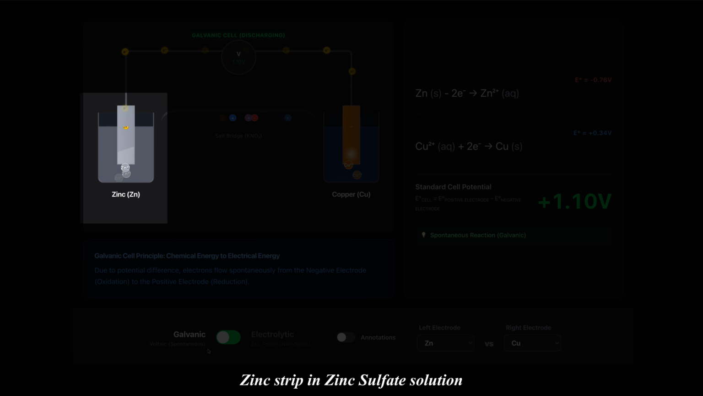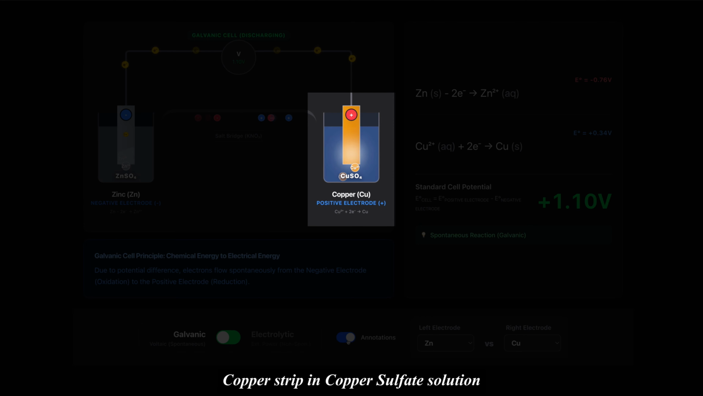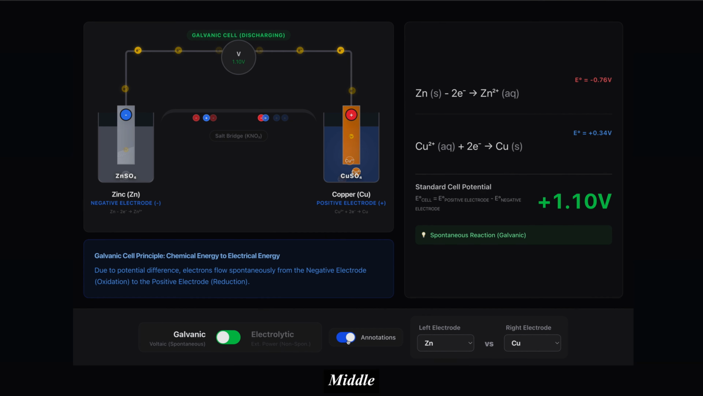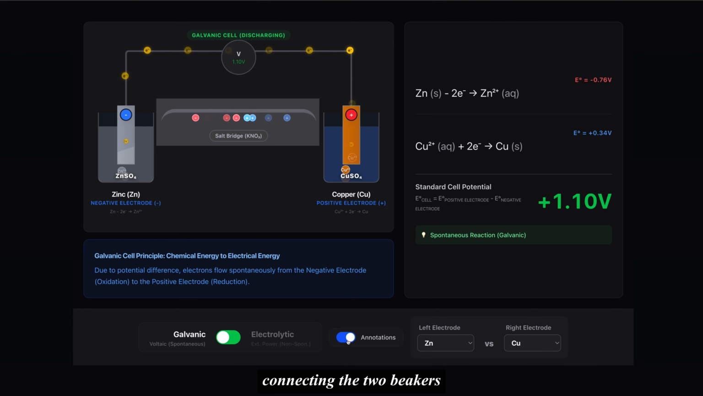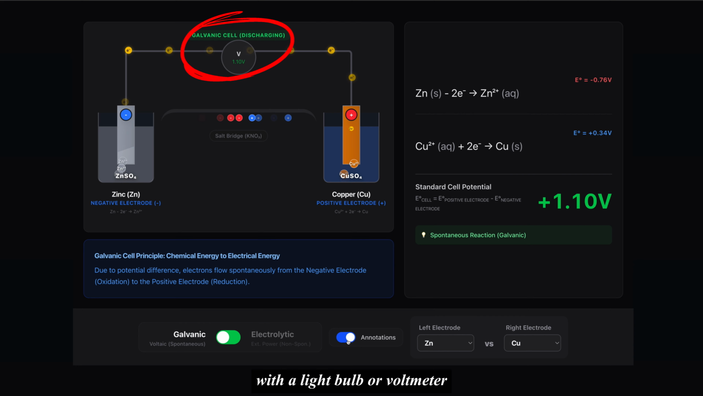Left beaker, zinc strip in zinc sulfate solution. This is the negative electrode, anode. Right beaker, copper strip in copper sulfate solution. This is the positive electrode, cathode. Middle, a special bridge, the salt bridge, connecting the two beakers. Top, wires connecting the electrodes with a light bulb or voltmeter.